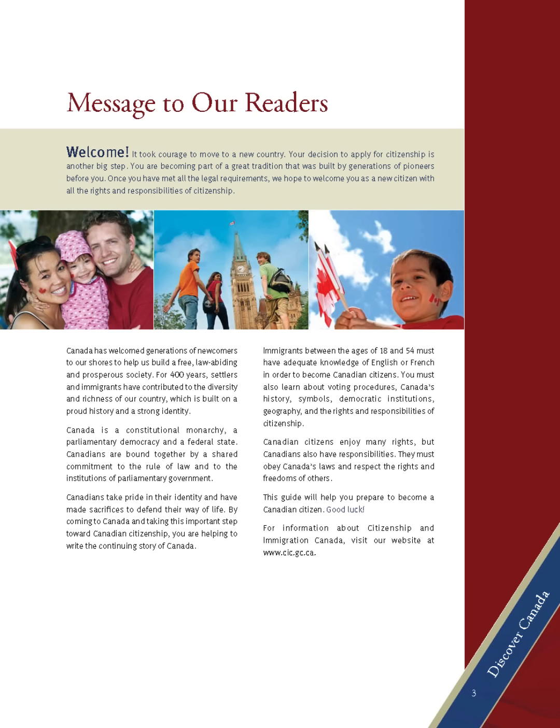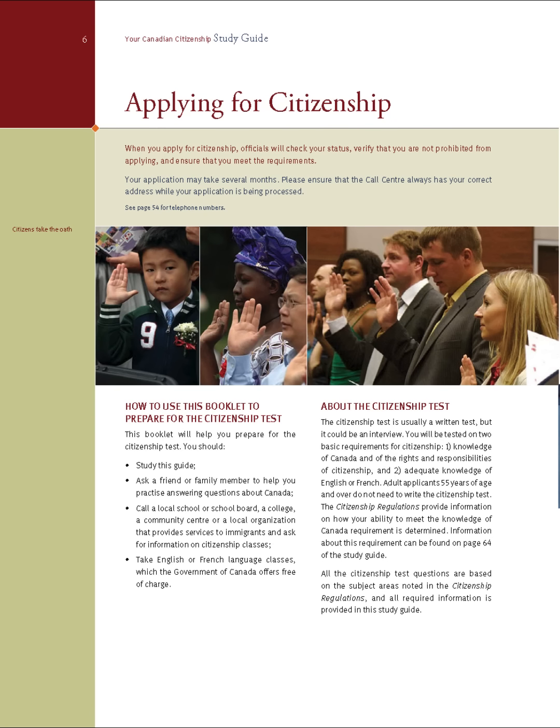For information about Citizenship and Immigration Canada, visit our website at www.cic.gc.ca. Applying for citizenship. When you apply for citizenship, officials will check your status, verify that you are not prohibited from applying, and ensure that you meet the requirements. Your application may take several months. Please ensure that the call center always has your correct address while your application is being processed. See page 54 for telephone numbers.